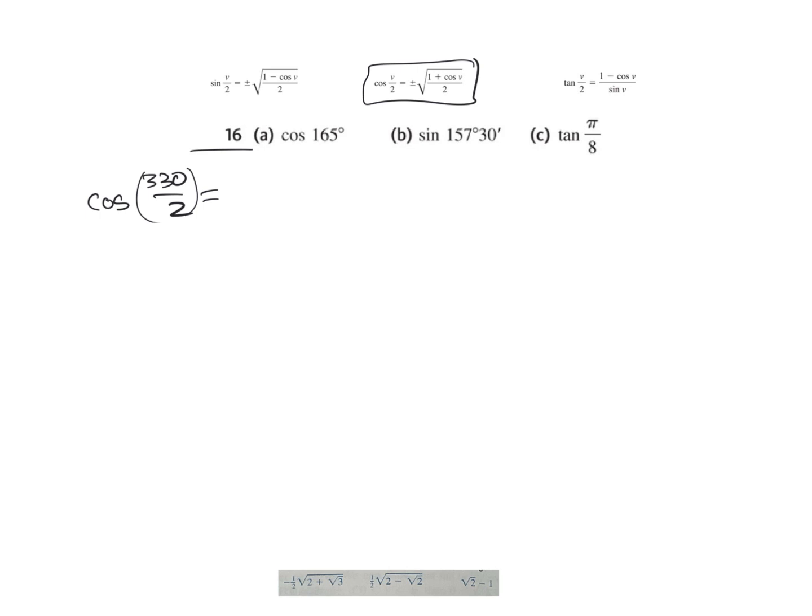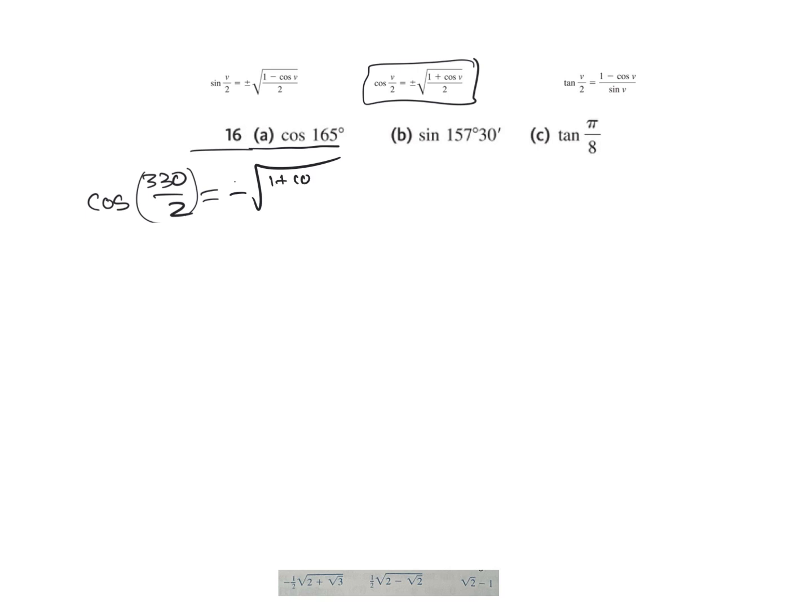Okay, so that is plus or minus. Now, how you need the plus or minus is this. What is the value of cosine at 165 degrees? The value of the cosine at 165 degrees is in the second quadrant, so the cosine is negative. So we know right off the bat it's going to be negative.